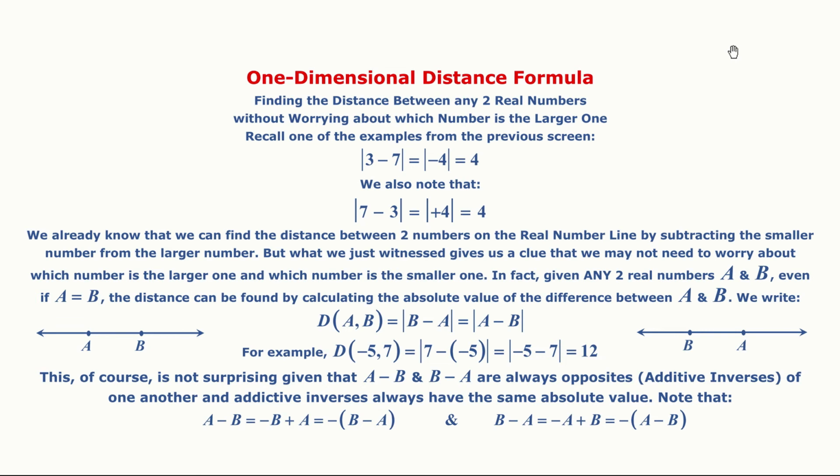One quick application of the absolute value is providing us with a really nice way of finding the distance between two numbers on the number line, which we call the one-dimensional distance formula. Now, we already know that we can find the distance between two numbers like b and a here if we just take the larger one and subtract the smaller one from it. So we go a minus b, and that will give us the distance.